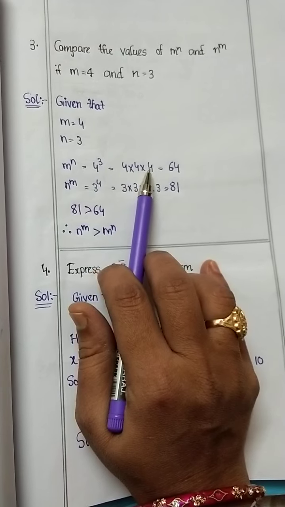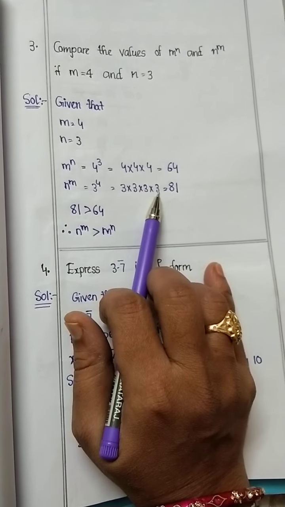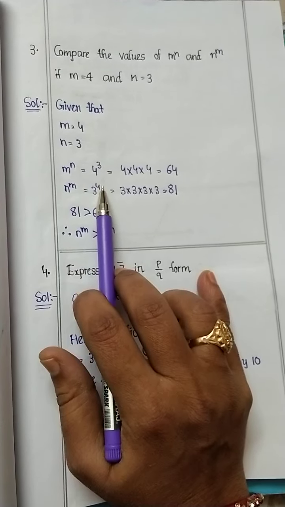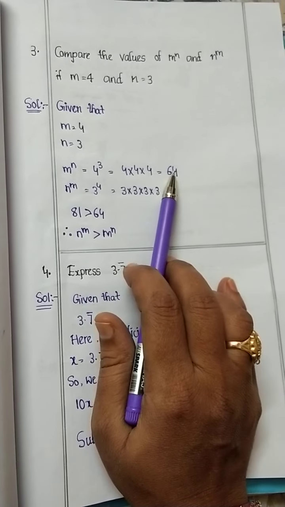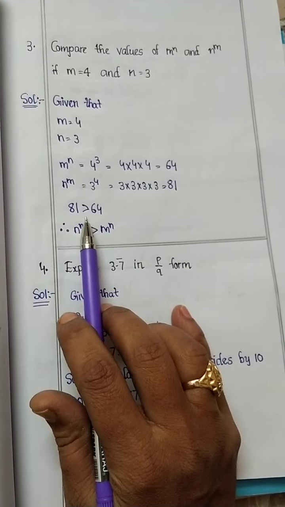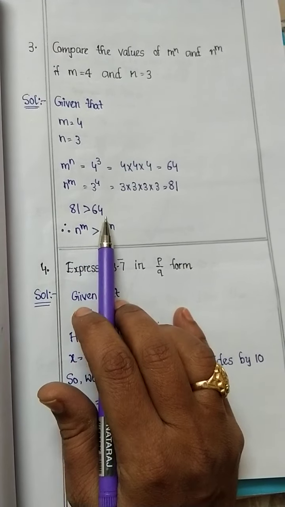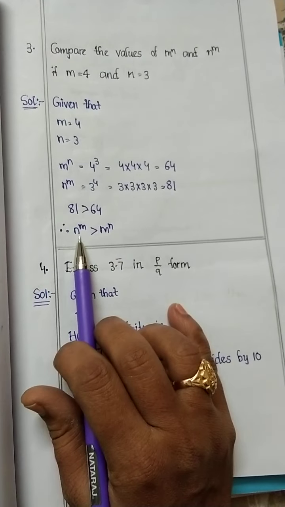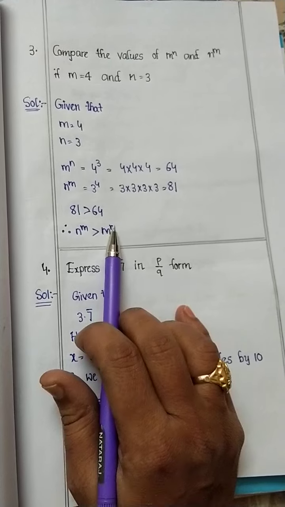Now 3 times you can multiply here, and here 4 times you can multiply. Why? Because these are the respective powers. Here you will get 64, here you will get 81 if you multiply. Now 81 is always greater than 64. What is 81? n^m. That is, n^m is greater than m^n.